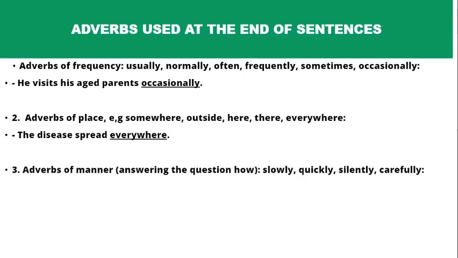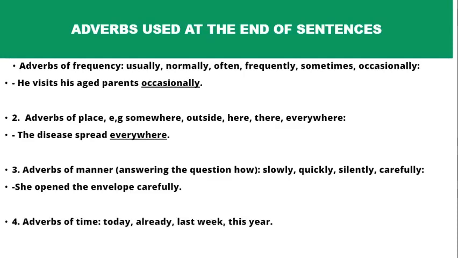The third type of adverb we can place at the end of the sentence is adverbs of manner. They are adverbs that answer the question how, such as slowly, quickly, silently, carefully. For example, she opened the envelope carefully. You see, the word carefully is the adverb coming at the end of the sentence.